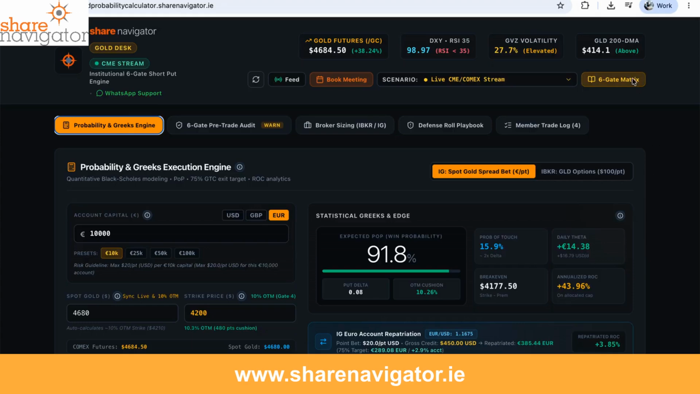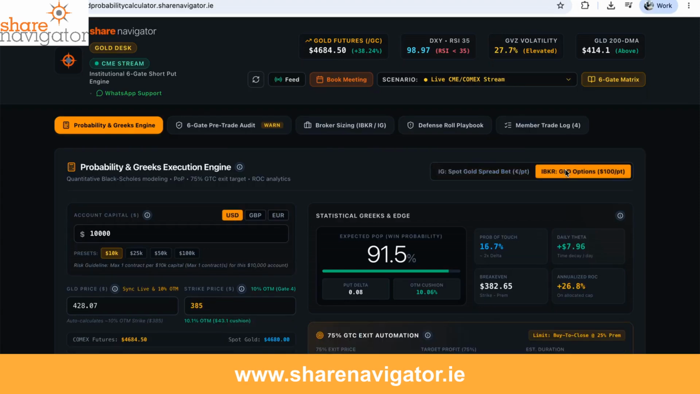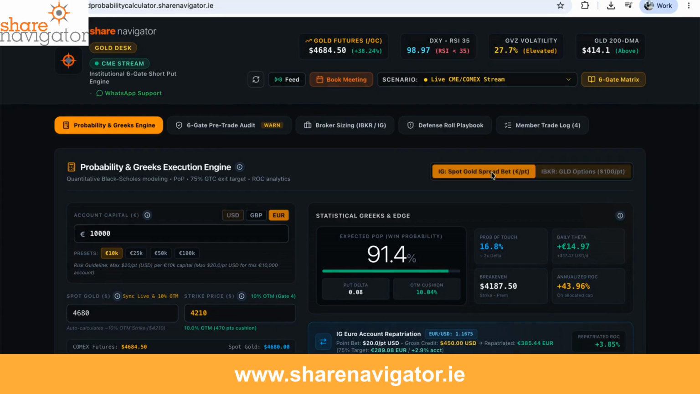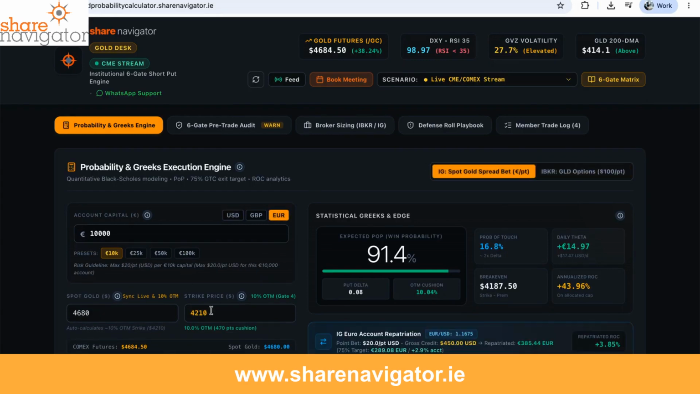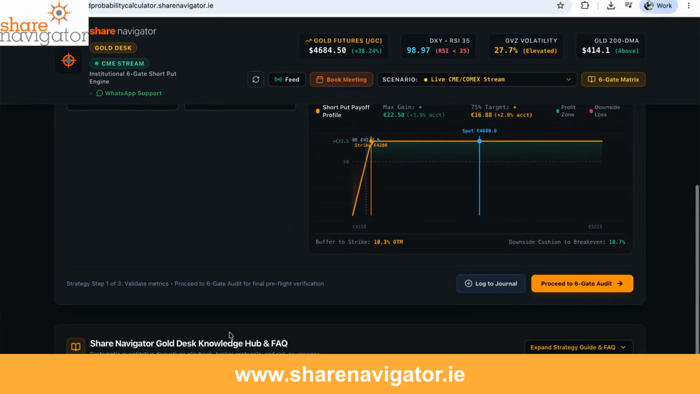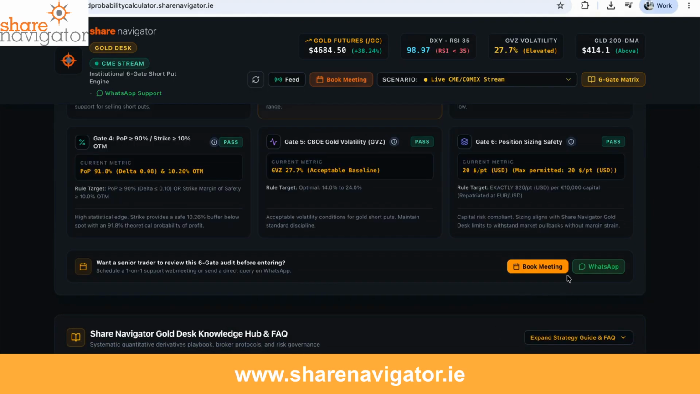So we created a 6-gate matrix, and we've done this based on both the IG platform, which is tax-free for residents of the UK and Ireland, but for people who are trading on traditional options using Interactive Brokers, you can also use it here. Just click between the two tabs. So we're going to use an IG example. We've already given a walkthrough of how to enter the data. We're more interested now in explaining our 6-gate audit process.